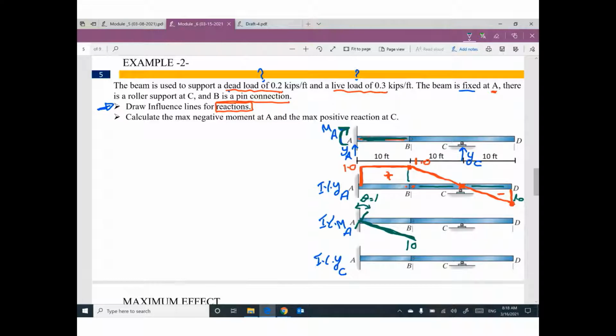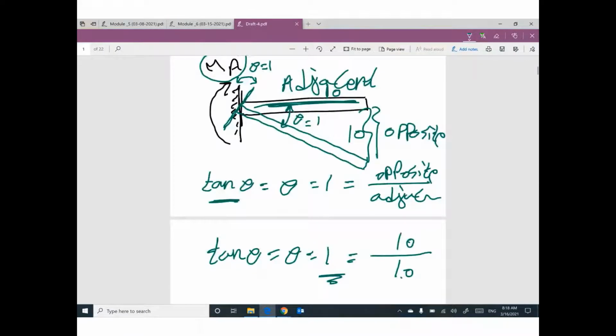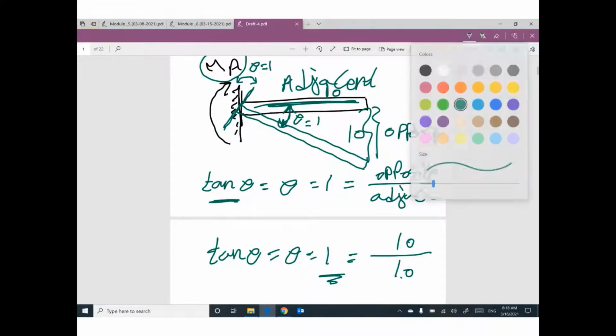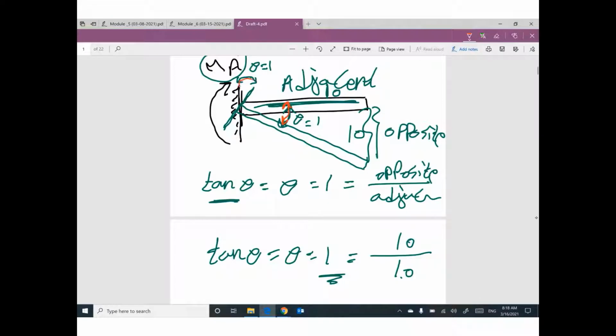In very simple words, when you would like to draw the influence line for a moment at a fixed support, this length of the part will equal this value of the influence line. And I told you why. Because this angle theta equals 1, equal to this rotation equals 1. Because this angle is very small, tan theta equals 1. Tan theta equals opposite divided by adjacent. The adjacent is 10 feet, so the opposite will be 10 feet. If you divide 10 by 10, you will have 1.